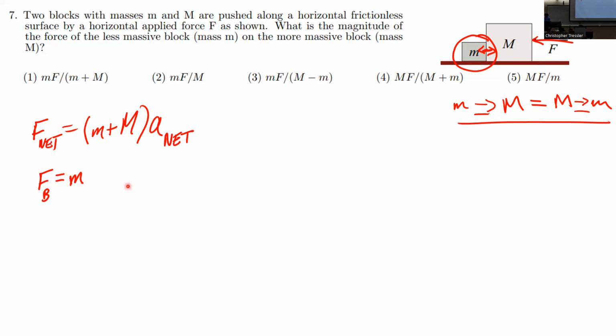So there's a little m, and then we have a. And isn't this a the same thing as a_net, because it's the same acceleration? So we have a_net. So now what are we going to do here? We're looking for this in terms of the net force, since the net force is in all the answers. So instead of in terms of a_net, we're looking for this in terms of the net force. So what are we going to do?